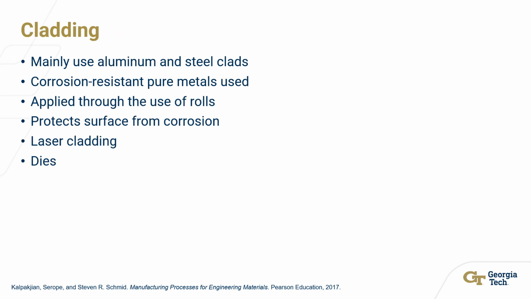Cladding is used mainly with aluminum and steel clads. This method uses corrosion-resistant pure metals such as aluminum or steel. This thin layer of pure metal is applied to a surface through the use of rolls. This method is used mainly to protect surfaces from potential corrosion. Other types of cladding, such as laser cladding and cladding that uses dies, are also used in manufacturing.